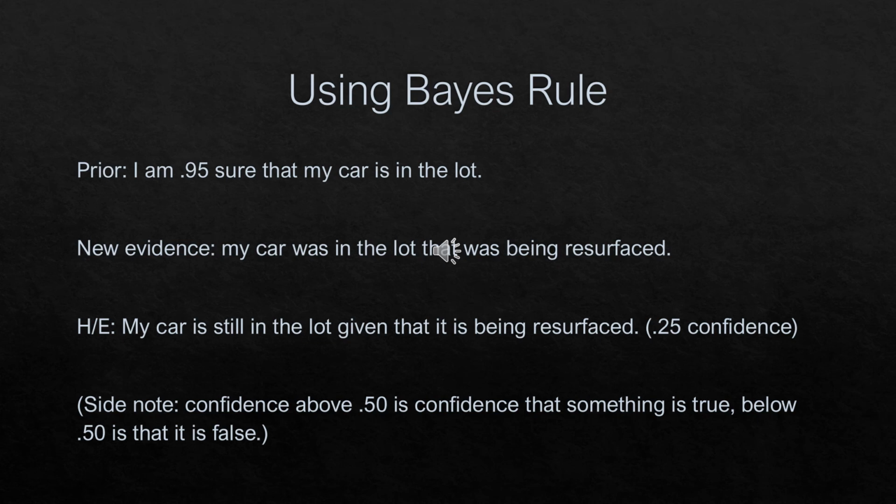And so, 0.95 times something really low, like 0.05, is going to give me a really low number. And then that is ultimately divided by the probability that they're actually currently doing the resurfacing. Maybe that's only like 0.75 sure, because maybe they haven't started yet. Whatever that is, ultimately all of that together is going to drop my credence, my confidence in whether or not I believe that my car is in the lot, down to a very measly small amount.